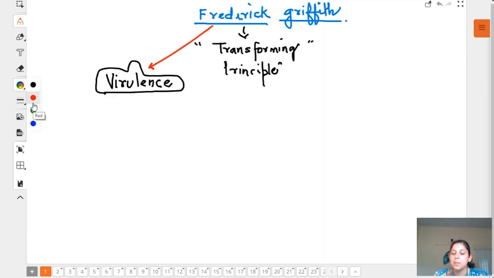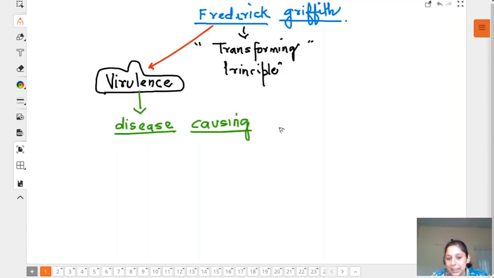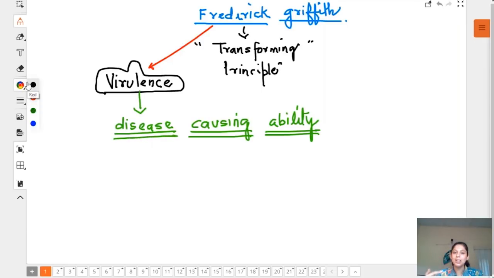Anybody in the class, what is virulence? Virulence means, in very simple words, disease. Yeah, you're right. Good. It's a disease causing ability. Bimari karne ki shamta. How much disease can it cause? A bacteria, how much disease can it cause?